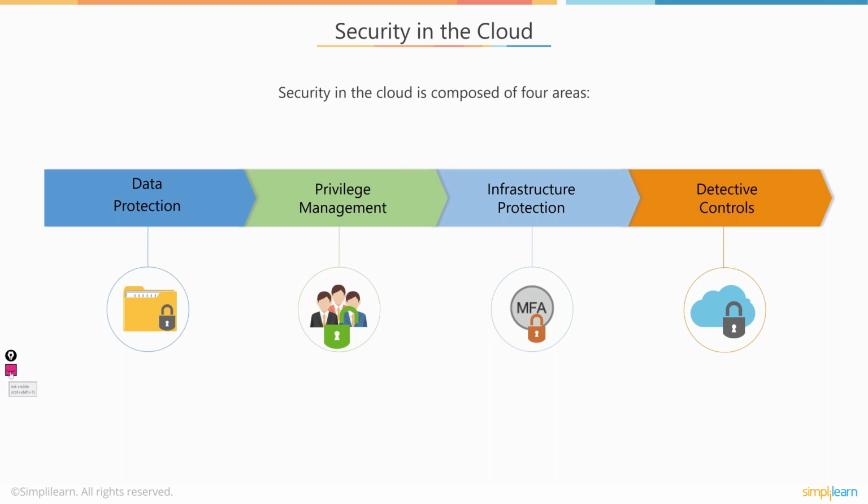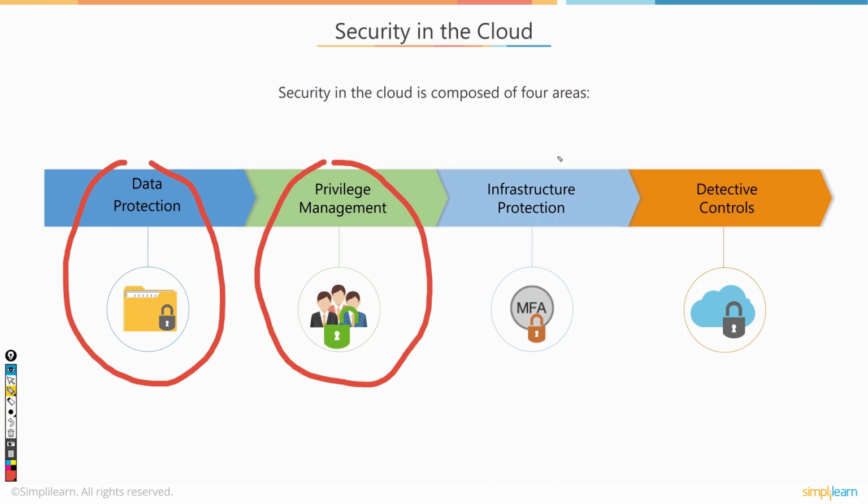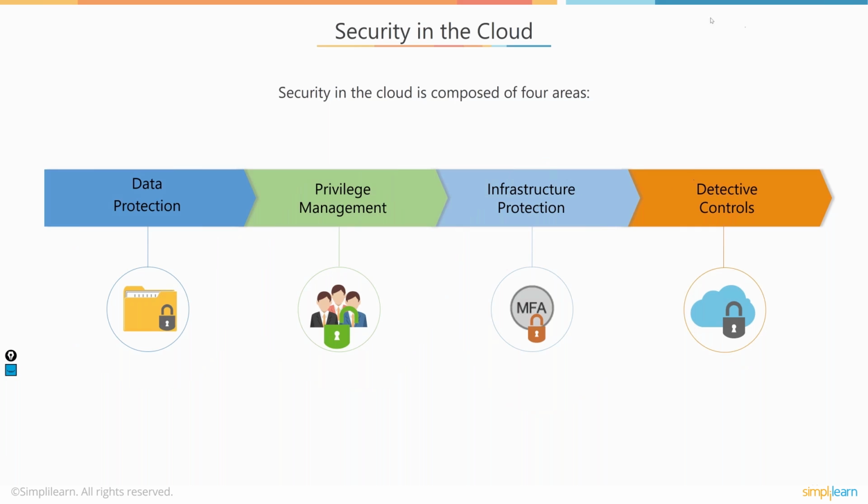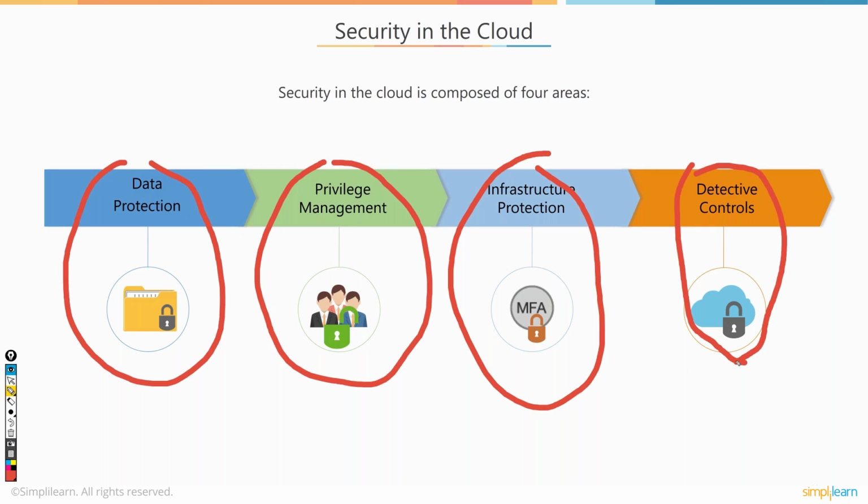So, security in the cloud. What we need to discuss is data protection, privilege management, infrastructure protection, and let me just close this one, sorry for a second. And detective controls. Now, data protection itself is up to the user. You need to make sure that your systems are protected and the data is secure. Now, AWS will give you all the networking, all the hardware, but it's entirely up to you whether you're going to secure it or not.